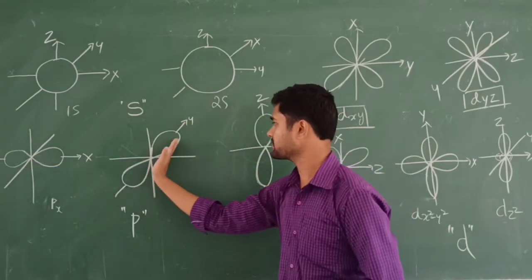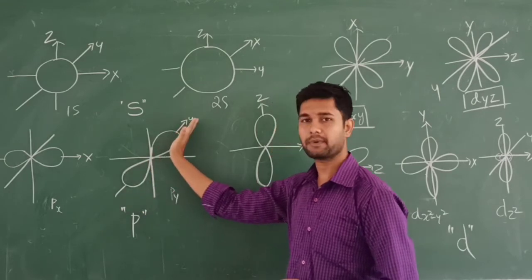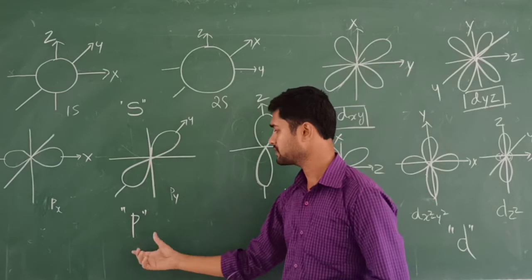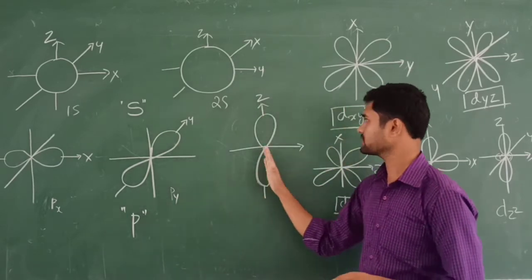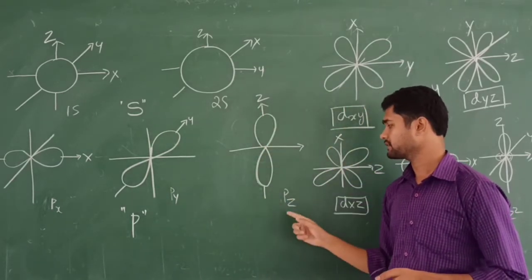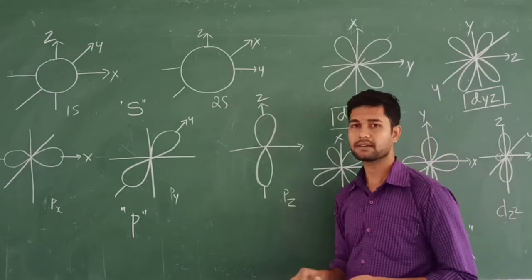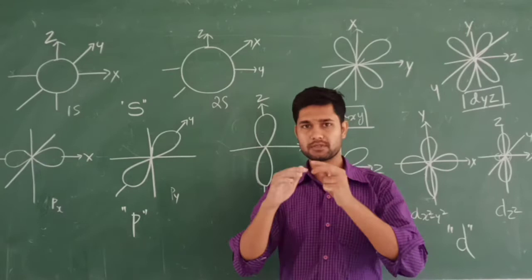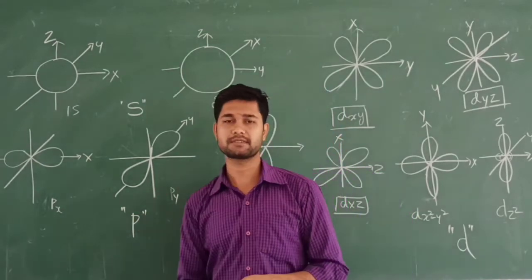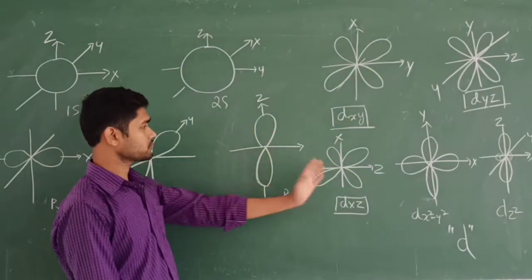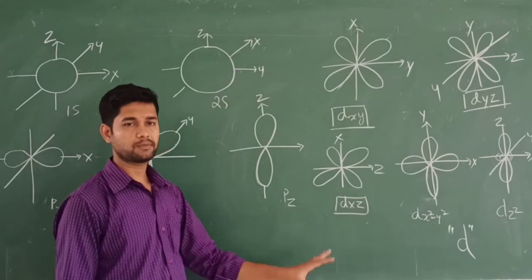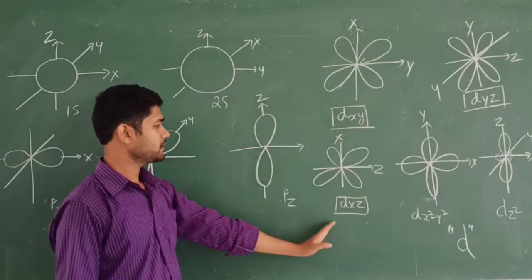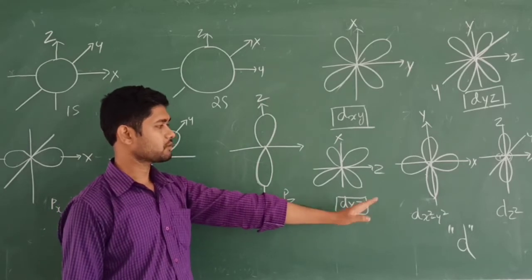Like this also, this is the y axis, and the orbital is located along the y axis. That is called py, and along the z axis the orbital will be located. Its name is pz. So in the spherical shape, only one spherical shape is there. In p shape, we subdivide into px, py, pz. Coming to the d orbitals, we split them into 5 orbitals: dxy, dyz, dxz, dx square minus y square, dz square.